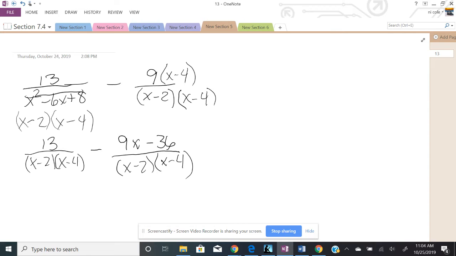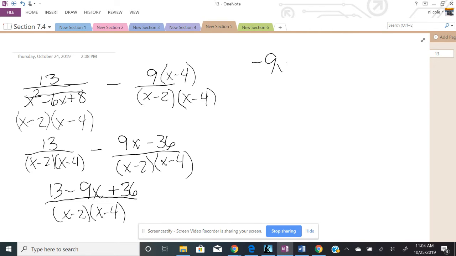Okay, so let's put it all into one numerator. So I'll have 13 minus 9x plus 36. Okay, don't forget to distribute the negative beyond the first term. Make sure you hit all the terms. And then that's put over x minus 2 and x minus 4. Okay, I'm going to combine like terms, so I'm going to have negative 9x plus 49 over x minus 2 and x minus 4.